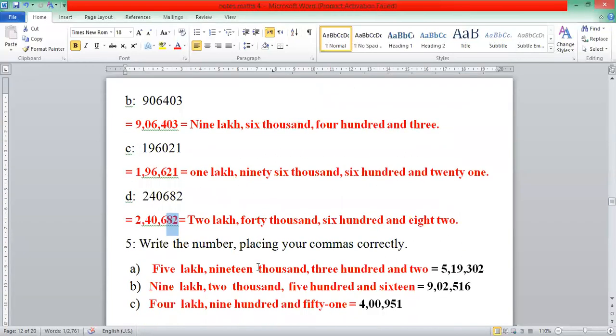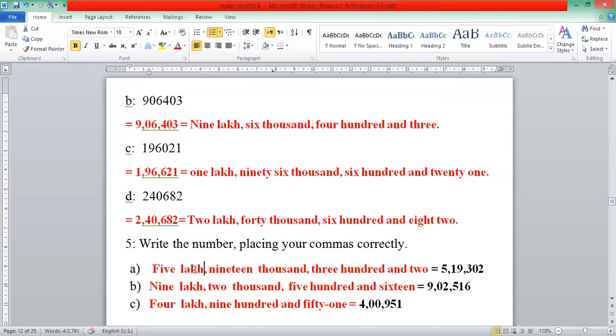Now, question 5 is the reciprocal of question 4. Here, 6-digit numbers are given in words and we have to write the number in digit form. Look at this statement. In this statement, we also have three portions. After the first portion, there is a comma. After the second portion, there is a comma, and there is a third portion.